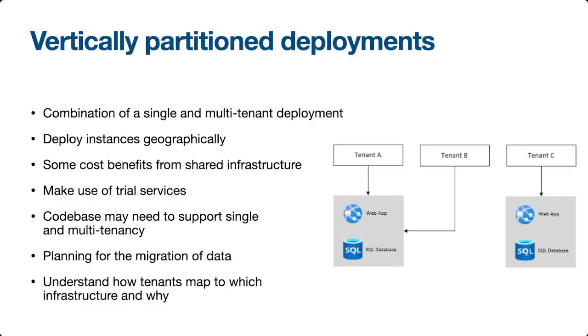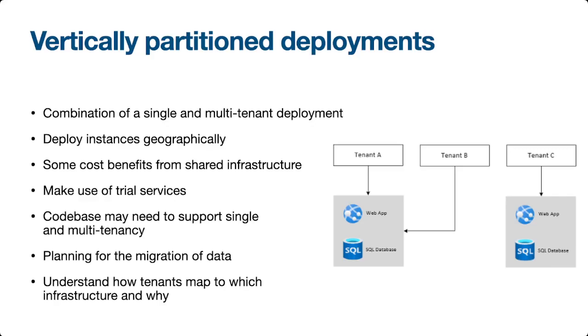So you don't always have to sit at the extremes of the two scales that we've looked at there. So instead, you could also consider vertically partitioning tenants. Now you can do this using the following steps. So you can use a combination of single tenant and multi-tenant deployments. For example, you might have most of your customers' data and application tiers on multi-tenant infrastructure, but you might deploy single tenant infrastructures for customers who require high performance or data isolation.